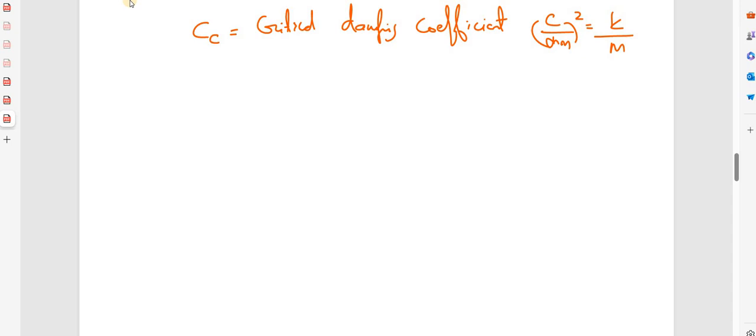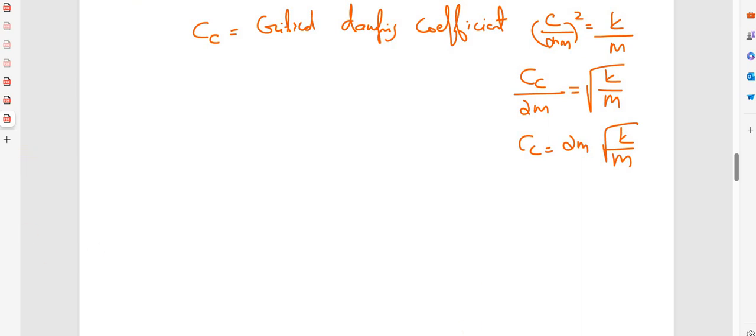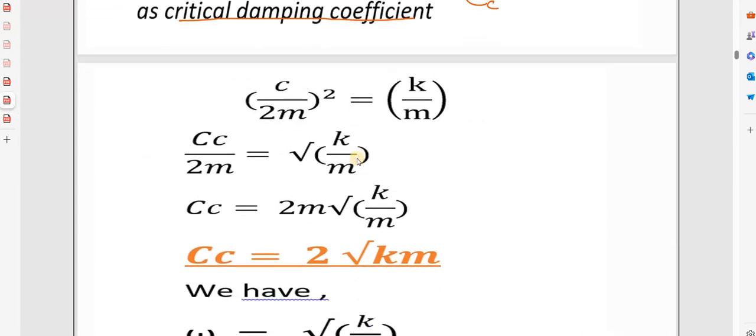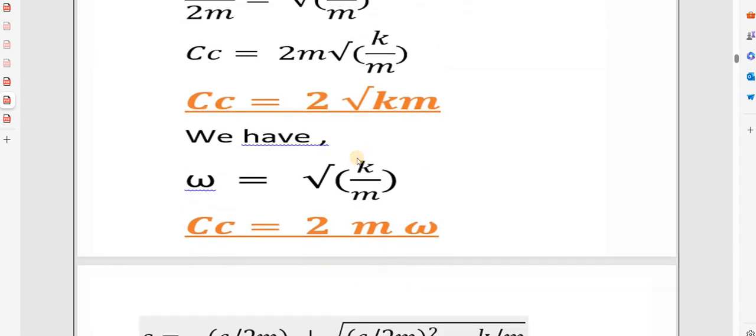So instead of c, I am substituting Cc. Cc by 2m is equal to root of k by m. Therefore, Cc is equal to 2m into root of k by m. We have discussed in the last class, or the first class itself, that root of k by m is the natural angular velocity omega. So Cc is equal to 2m omega.